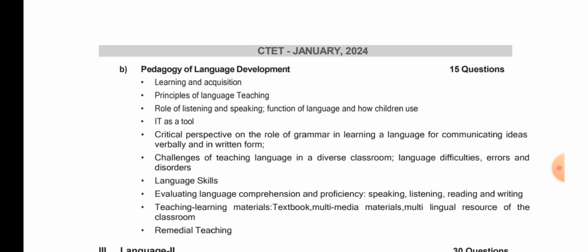The challenges of teaching language in a diverse class, language difficulties, errors and disorders. Now what is this? This is talking about language diversity. As we know, India is a diverse country, right? So we believe in unity and diversity, right? We have diverse cultures, which means the children are coming from different family backgrounds. They are coming from Khasi backgrounds, Garo backgrounds, Bengali backgrounds, Assamese backgrounds, right? Then a Nepali background, then Mizo backgrounds, Hajong backgrounds, Dalu backgrounds, Koch backgrounds, right? I don't have to go far, Jaintia backgrounds. So they speak different types of languages.